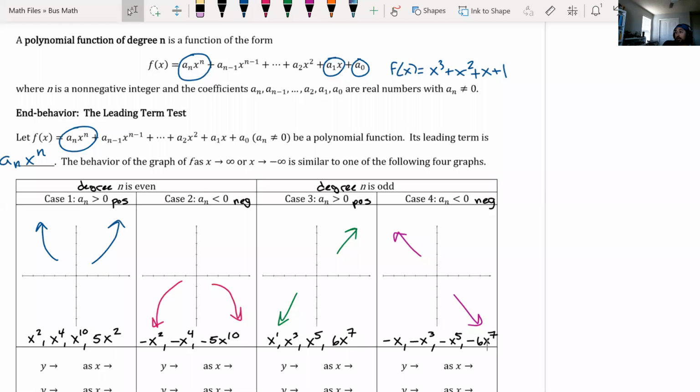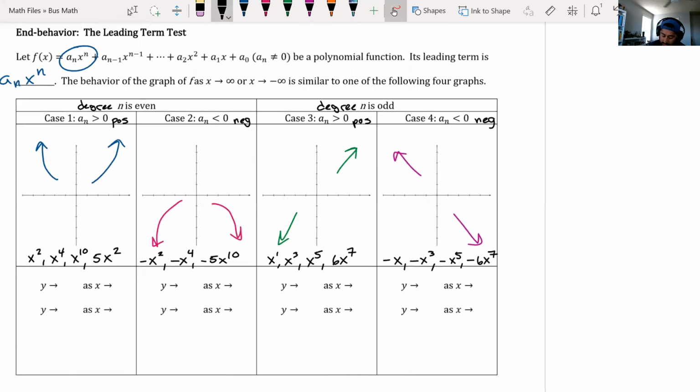Okay. And of course, we'll get more into it. We just want to know how these functions will look. What do their tails look like, depending on their degree? Okay. And down here, we don't have to worry about any of this stuff.